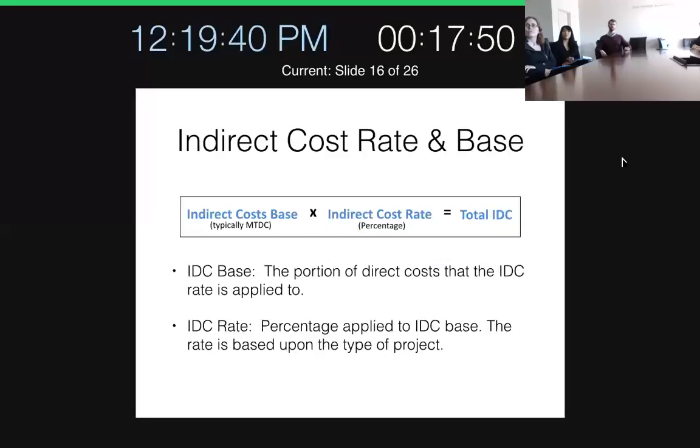So actually, let me go back one more. It really comes down to the rate, because our base as an institution is negotiated across the board to be MTDC. The rate is what can change based upon the type of activity you're doing.